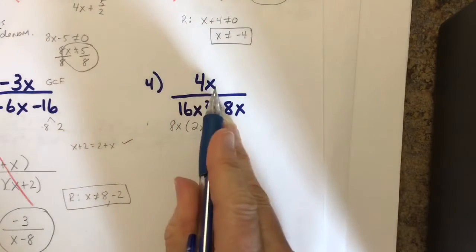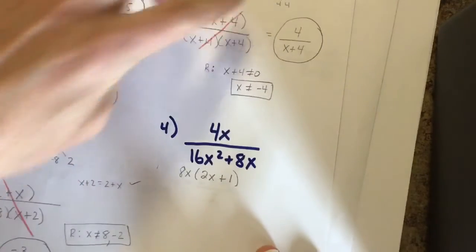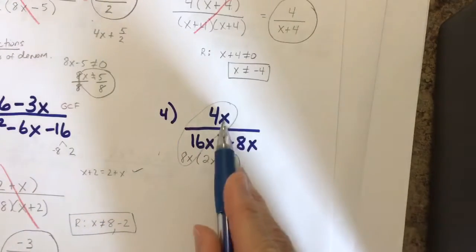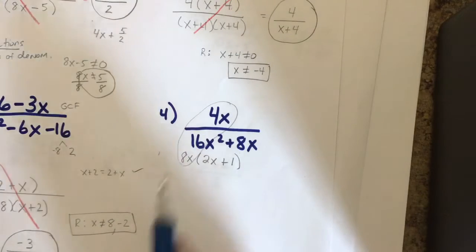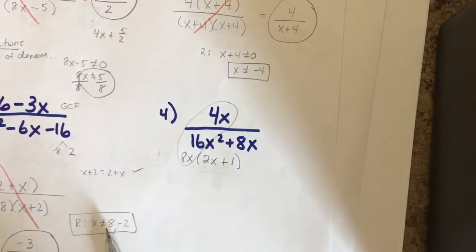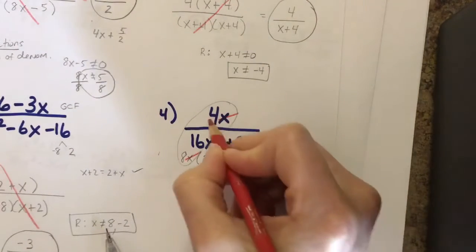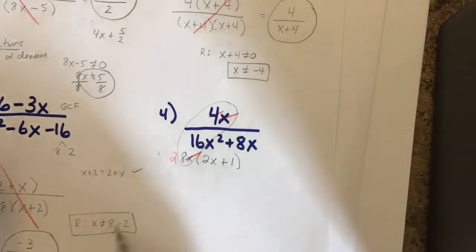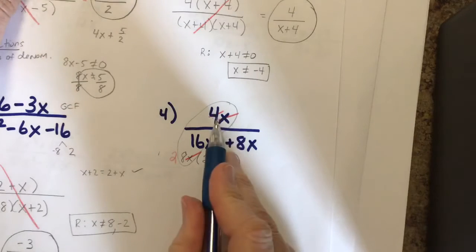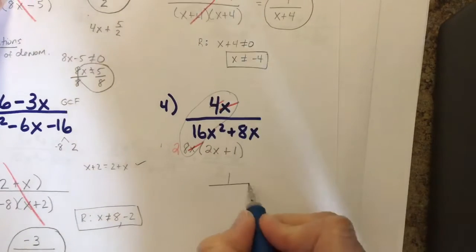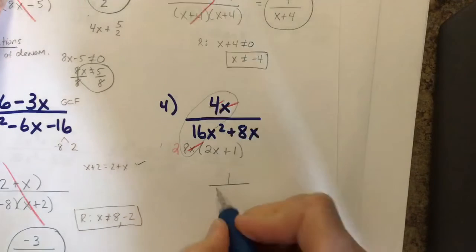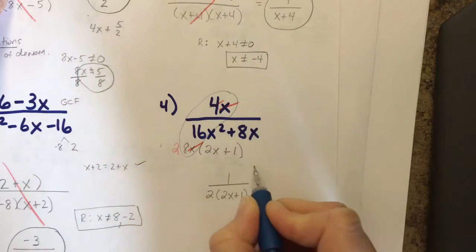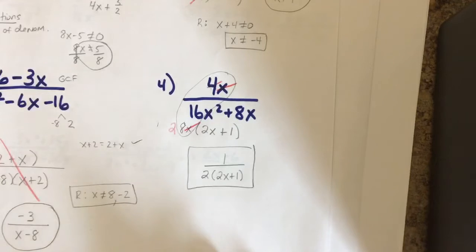Okay? So now, the denominator is 8x and 2x plus 1. The numerator is 4x. Right? I do not have a binomial to cancel. All I can do is simplify 4x divided by 8x. My x's will cancel. X divided by x cancels. And 4 over 8 becomes 1/2. So now my whole numerator canceled out. So I can't forget to put a 1 on the top in the numerator. In the denominator, 2 and 2x plus 1. Final answer. Okay.